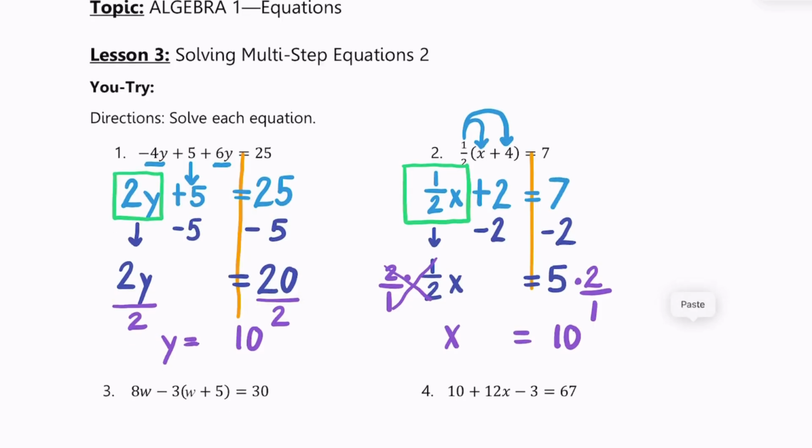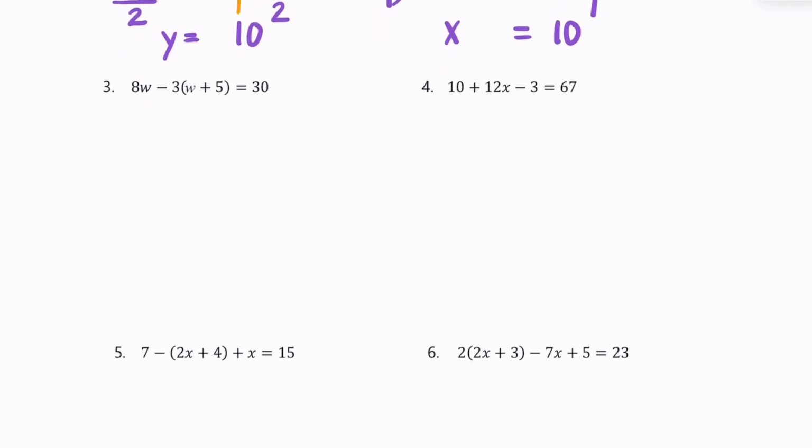Moving right along to number 3 and 4. I'm going to draw my line down the equal sign. I have a lot going on in this problem. So first and foremost, I do see parentheses, and the number directly in front is a negative 3. So remember, I can't combine 8w minus 3. First of all, they're not like terms. And that negative 3 is with those parentheses, so I'm going to want to distribute. And that 8w comes along for the ride.